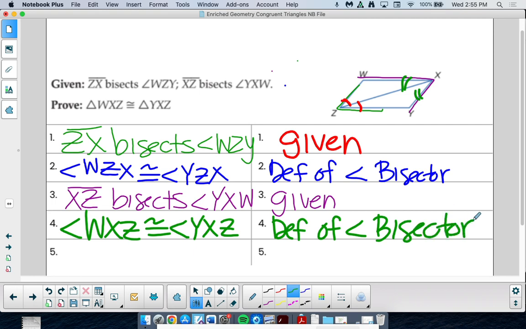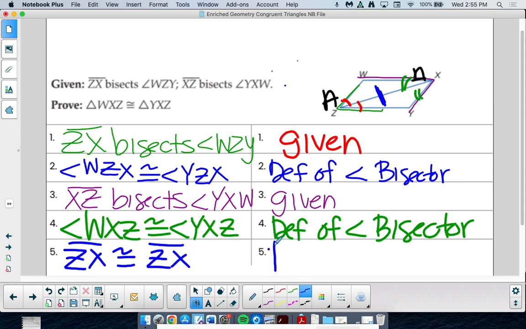Okay, so we have two pairs of angle congruents, right? Here's an angle, there's an angle marking. Is there anything that they share, anything that we know just by looking at our picture? I'm hoping you're seeing that both these triangles share this side in the middle, right? So we can say ZX is congruent to ZX. Again, our favorite property, the reflexive property. Congruent.